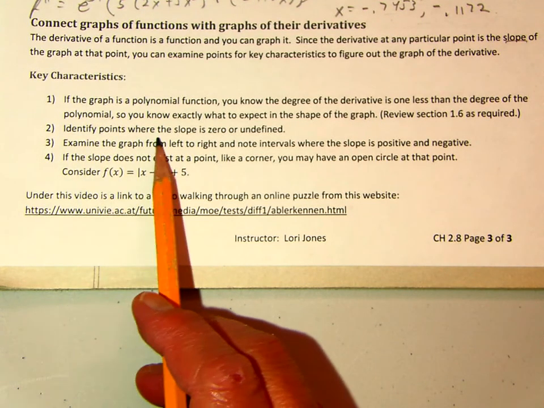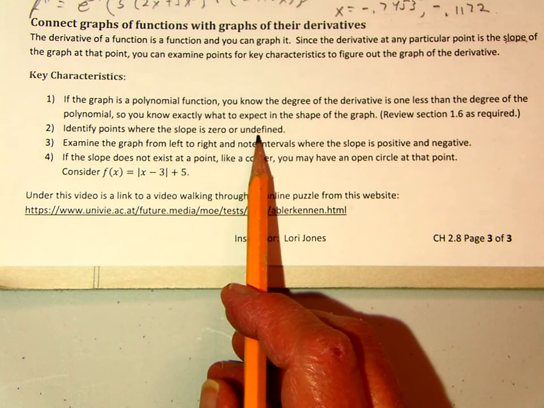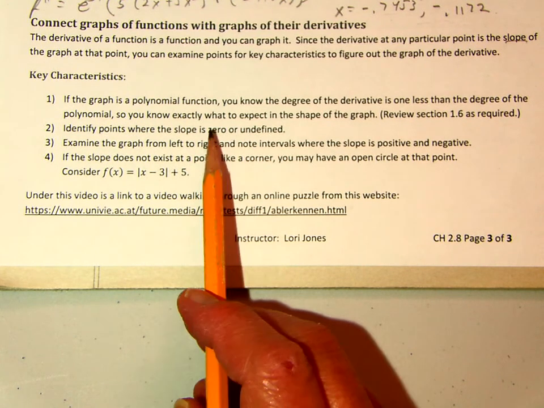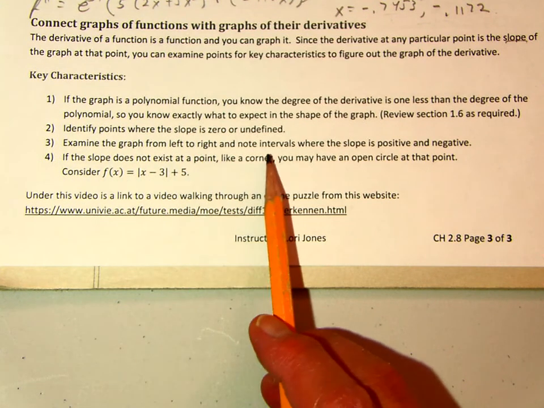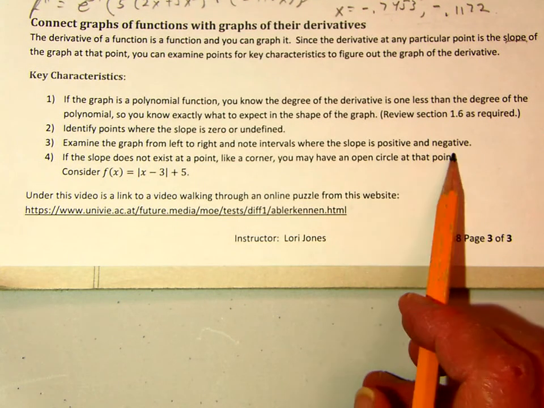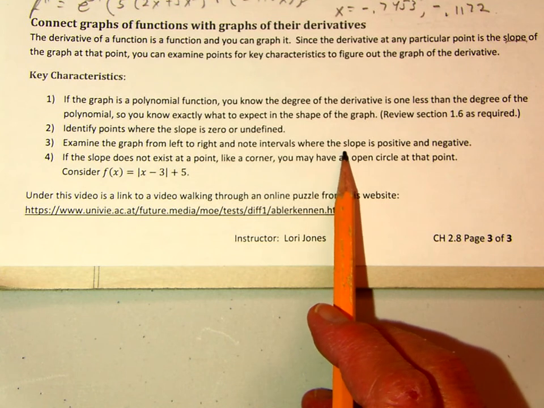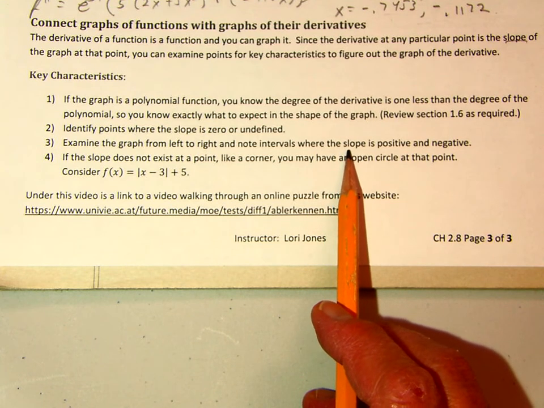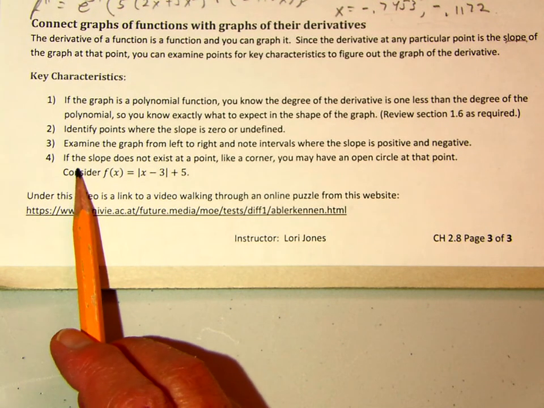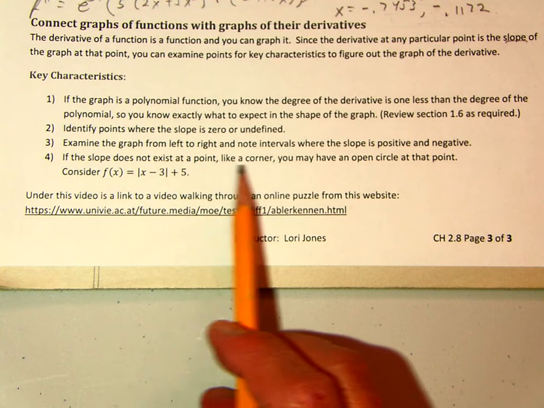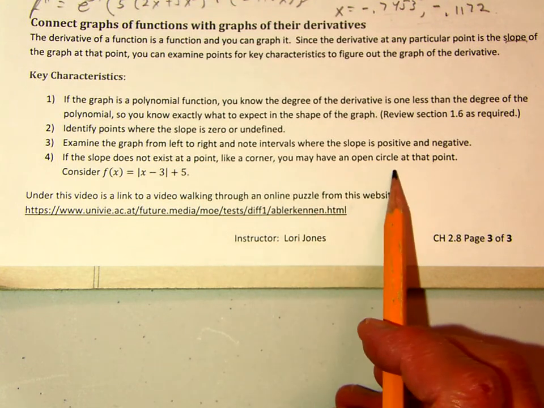2, identify points where the slope is 0 or undefined. You're going to find that on your function, and then you can find it in your derivative. Examine the graph from left to right and note intervals where the slope is positive and negative. That is, note where the function is increasing and decreasing. If the function is increasing, the derivative is going to be positive on that interval. If the function is decreasing, the derivative is going to be negative on that interval. And don't forget that if the slope does not exist at a point, like a corner, you might have an open circle at that point.